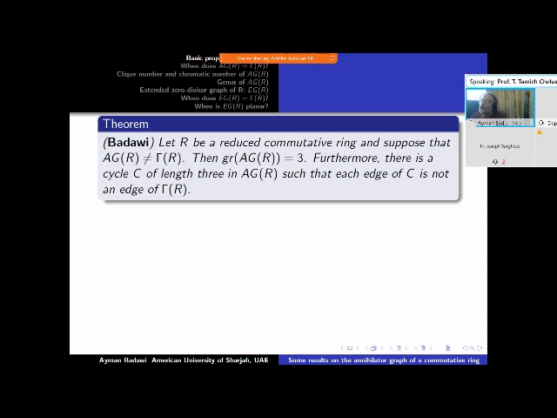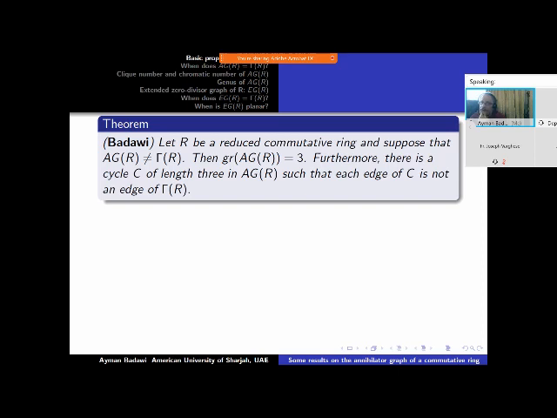Okay, so if your ring is reduced, and I know that the annihilator graph is different from the zero divisor graph, then I know the girth quickly. It has to be 3. Not just that, there is a cycle of length 3 in the annihilator graph such that each edge is not an edge of the zero divisor graph.